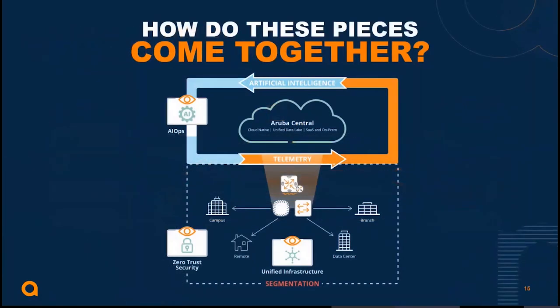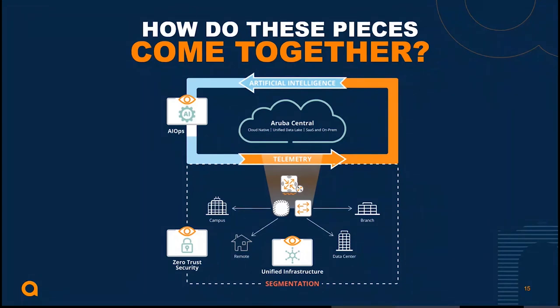Right. So how do these pieces come together? Again, I already explained the three pillars that we have for the Aruba ESP. Number one is AIOps. This is the Aruba architecture or technology that uses artificial intelligence and machine learning algorithms that can help predict issues and recommend ways on how to improve the network and user performance.